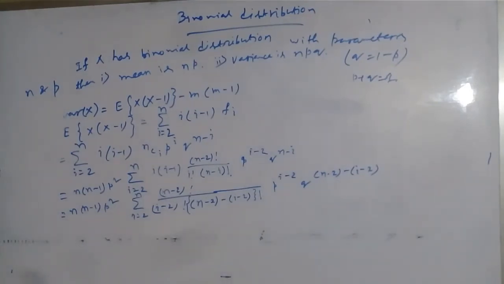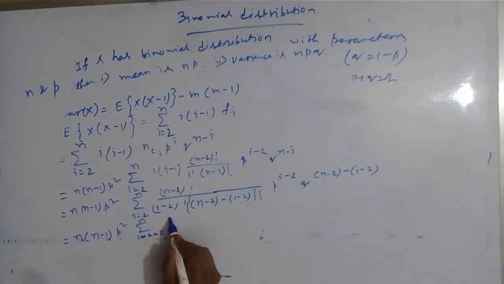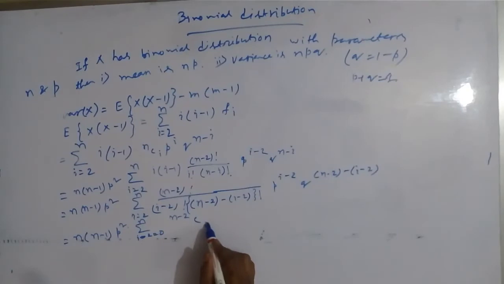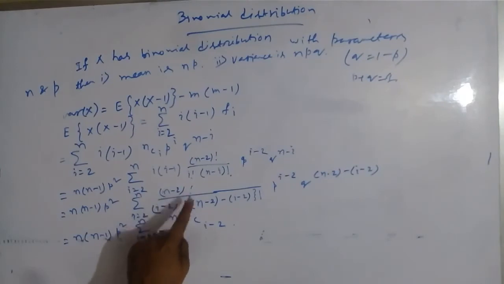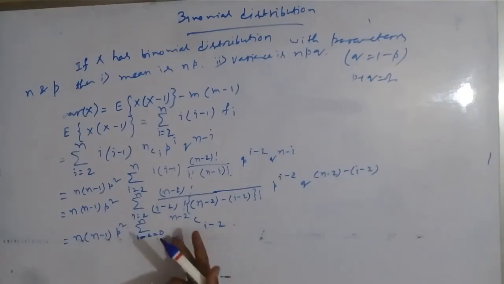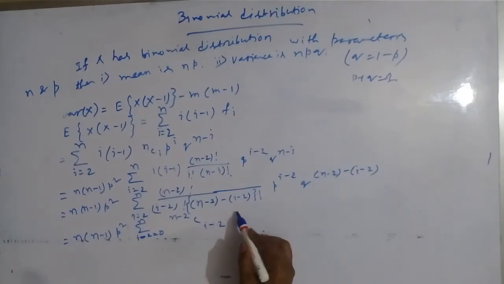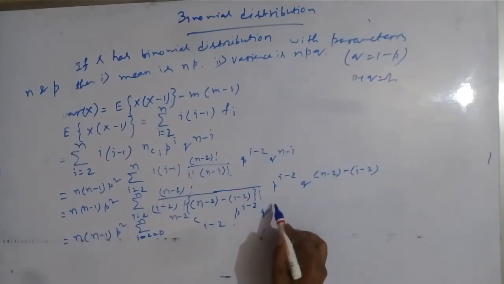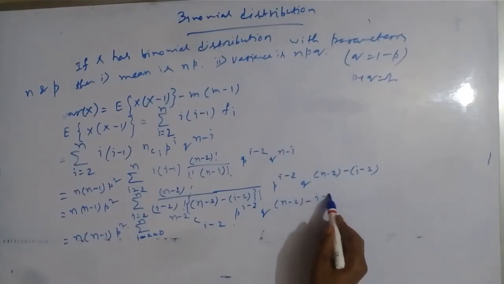Now n into n minus 1 into p square. Now I am writing this as i minus 2 equal to 0 to n, and this can be written as n minus 2 c i minus 2. If you think of n and this i, then n factorial by i factorial into n minus i factorial will be nCi. So instead of n, here it is n minus 2, and instead of i, here it is i minus 2. So n minus 2 c i minus 2 p to the power i minus 2 and q to the power n minus 2 minus i minus 2.